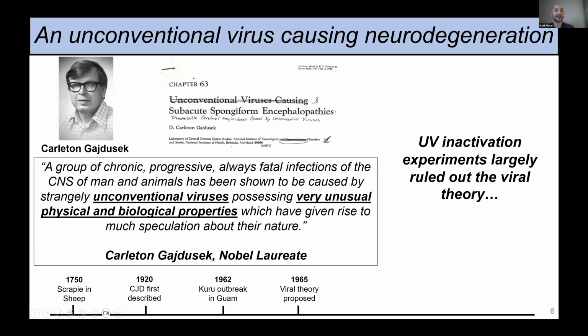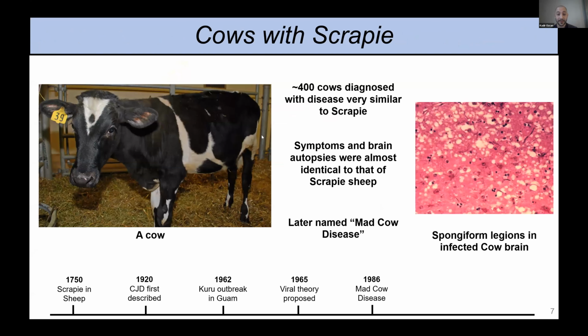In 1965, a Nobel laureate, Carleton Gajdusek, thought that these diseases were potentially being caused by a type of virus, except this virus had potentially unusual biological properties. But when they used UV inactivation on these viruses, they saw that the infection actually was not caused by a virus. And lastly, very recently, and something you might be familiar with, is mad cow disease. And these cows actually exhibited very similar symptoms to the scrapie sheep. And when you look at their brains, you have the same holes inside the brain, the spongiform lesions.